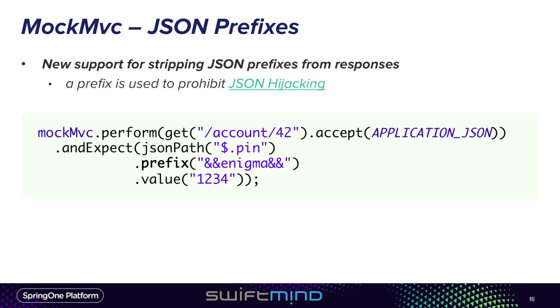And to avoid that, several companies, for example Google, prefix the JSON content returned from their REST web services with something that doesn't compile as JSON, right? So here it might be prefixed with something like "&&&engima&&&". If that's the case, then you can tell Spring MVC to strip that off. So this is just standard Spring MVC testing of a JSON REST service here, and we're saying we want to get the PIN number out and verify that it's 1234, but please strip off the enigma prefix there. So that's supported in Spring Framework 4.3.